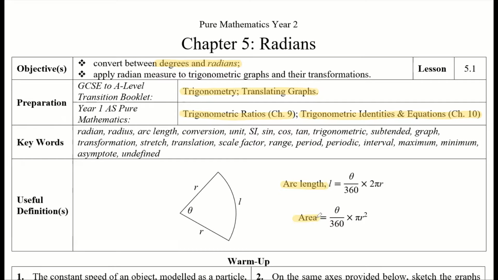So without further ado, please pause the video and could you try the 4 warm-up questions on your sheet? All right, and let's have a look at the solutions.